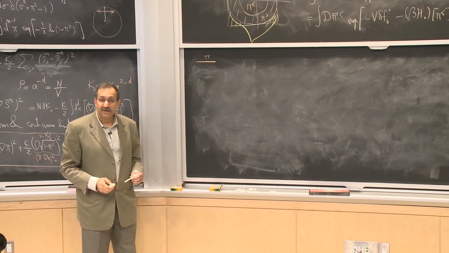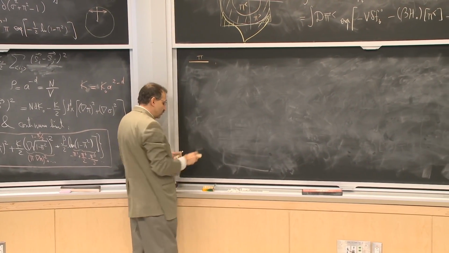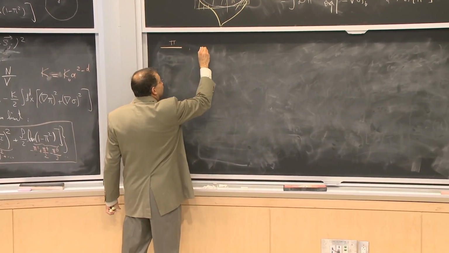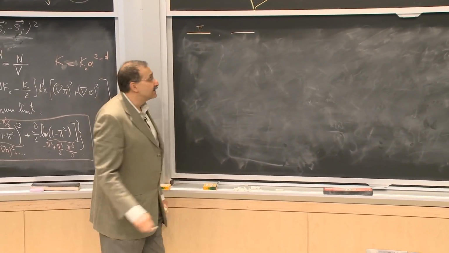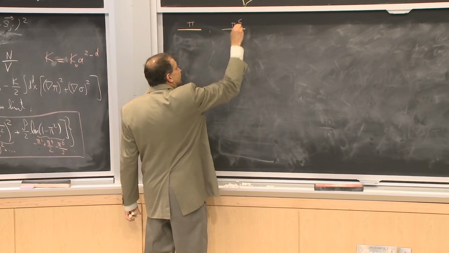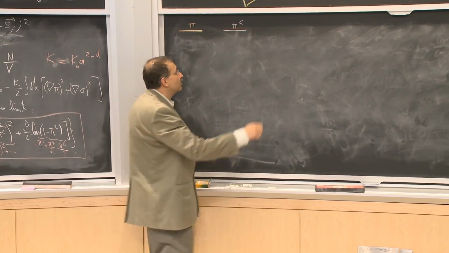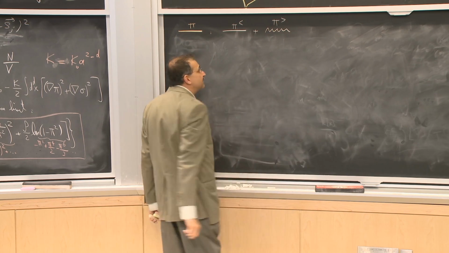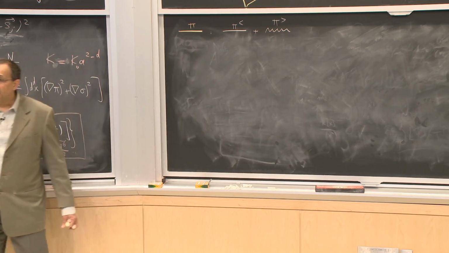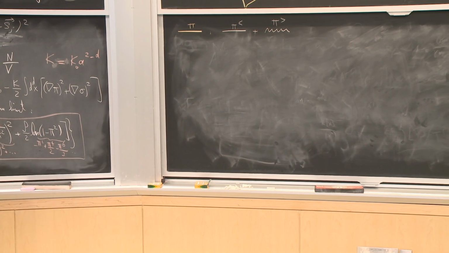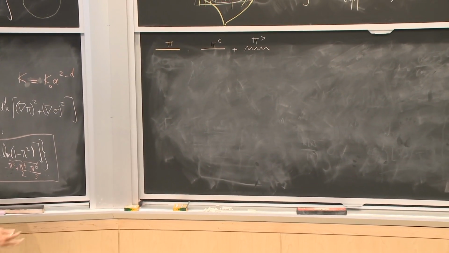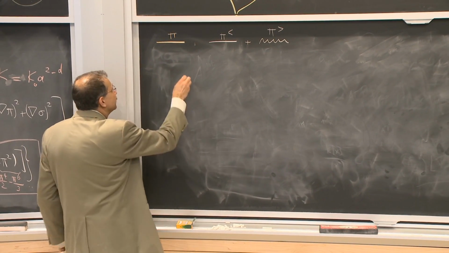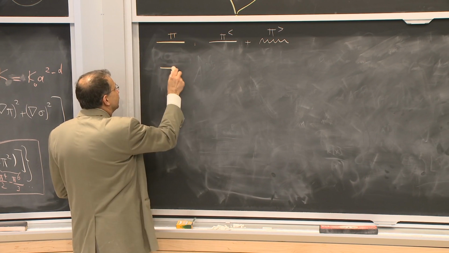pi, I'm really decomposing into 2 parts. One of them I will draw as a straight line that corresponds to the pi lesser that I'm keeping, or I replace it with a wavy line, which is the pi greater that I would be averaging over. Okay? So the first diagram, I had essentially something like this.